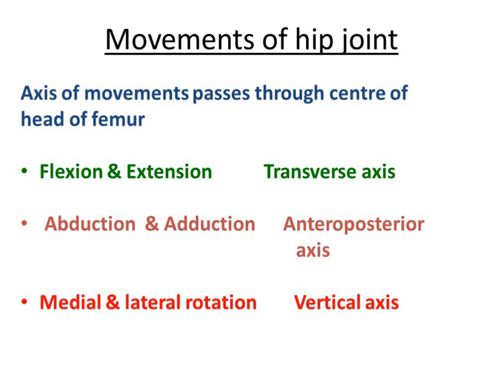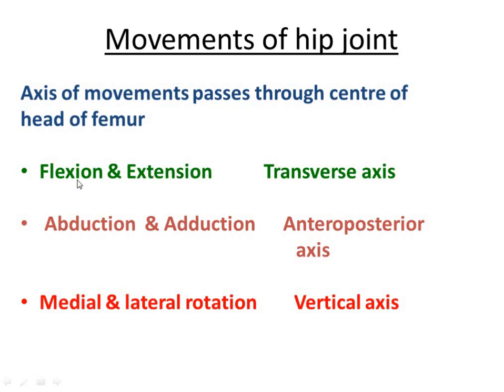What are the movements possible at the hip joint? It's a multi-axial joint, so multiple axes of movements, indefinite axis of movement is possible. Let's see what all movements are possible in case of hip joint. The axis of movement generally passes through the center of the head of the femur. Flexion and extension is around the transverse axis.